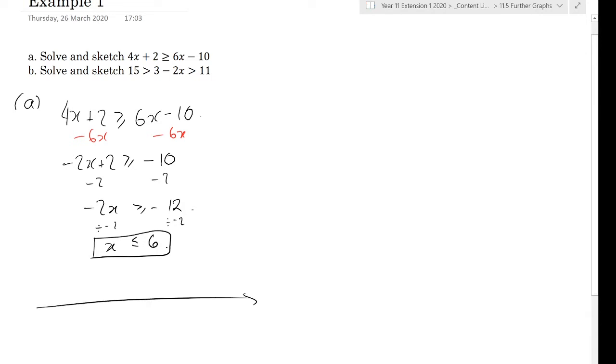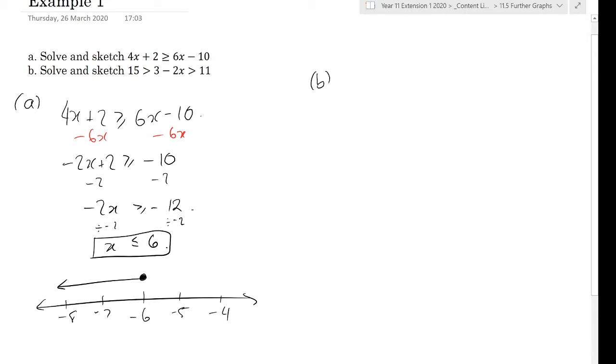Okay, so with that being said, I just need to sketch it, so 6 on the number line. Now because it's less than or equal to, I'm including it, so I circle this, the middle in, and then it's going to the numbers that are smaller than 6, as x is less than 6.